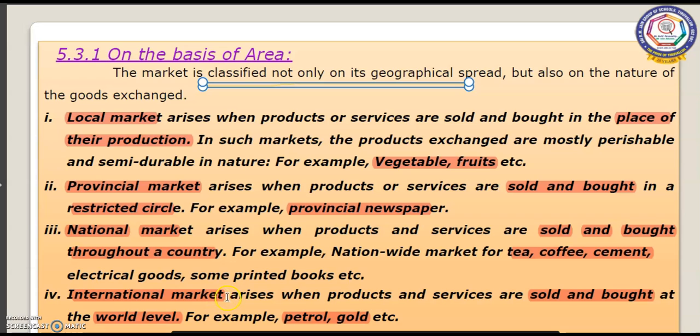Next one, international market. It arises when products and services are sold and bought at the world level, that is international level. For example, petrol and gold come under this.